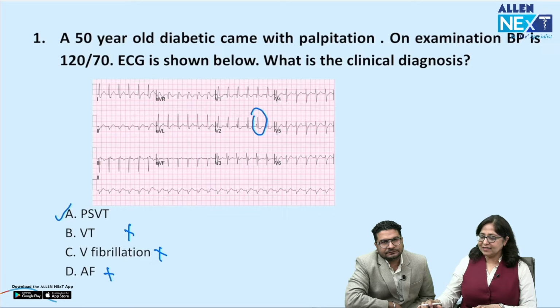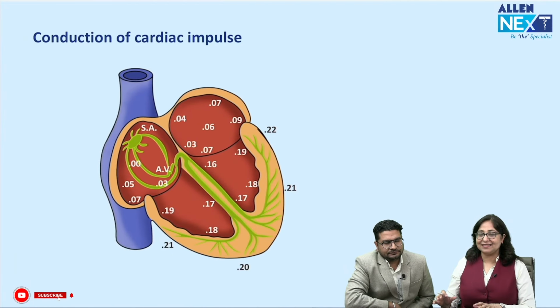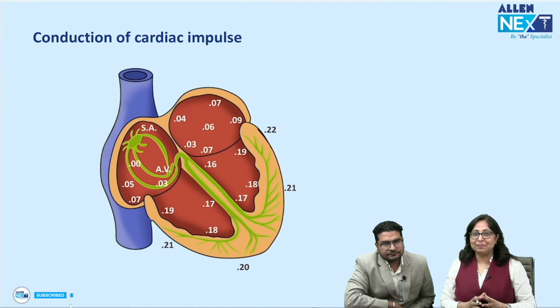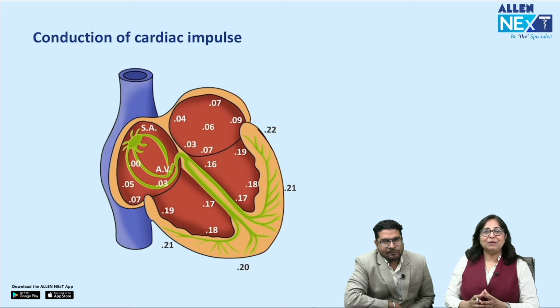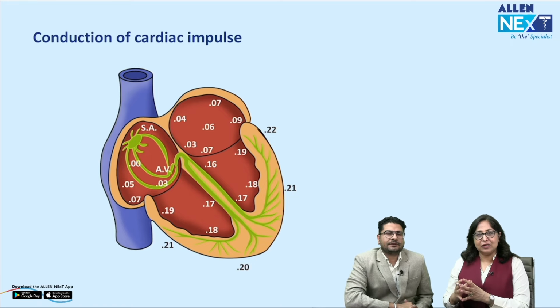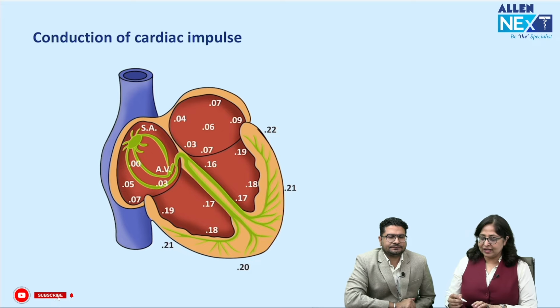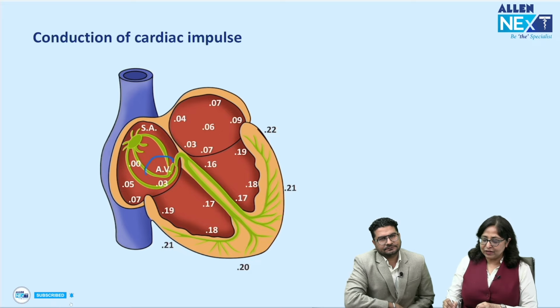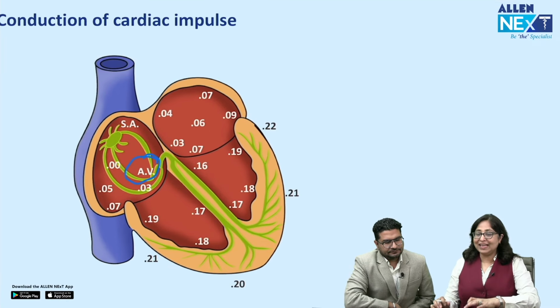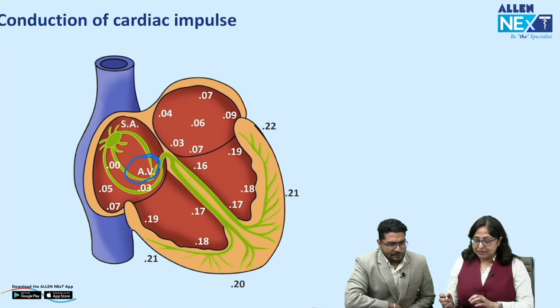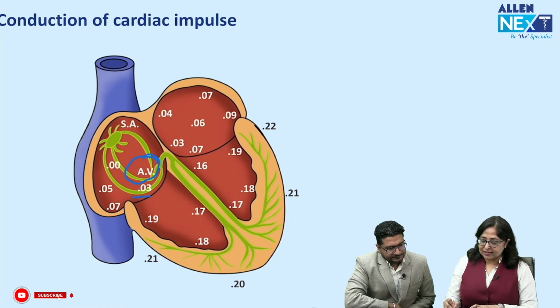We know that the heart has the property of automaticity. Any part of the heart can become the pacemaker, but the normal pacemaker of the heart is the SA node. So the impulse will originate from the SA node. It travels to the AV node via 3 internodal tracts, the anterior, middle and posterior. The time taken to reach the AV node is just 0.03 seconds.